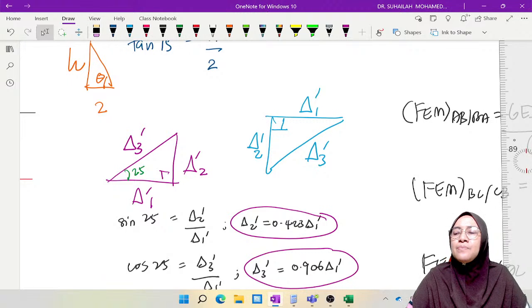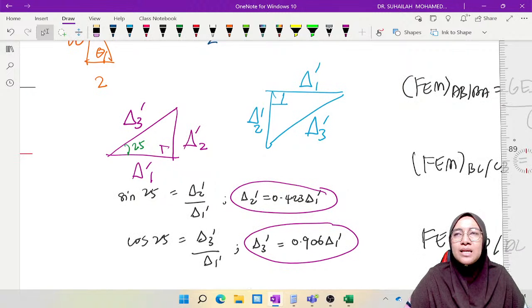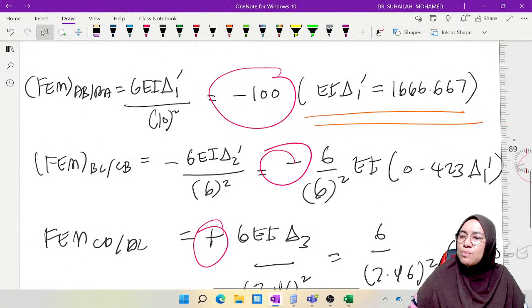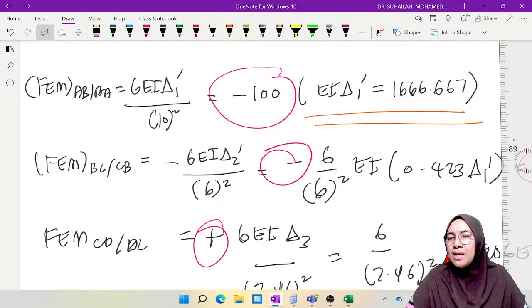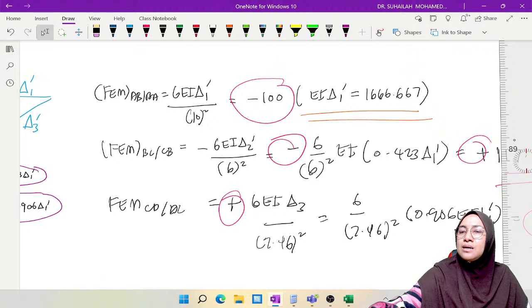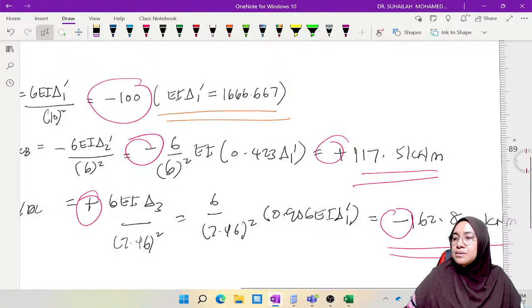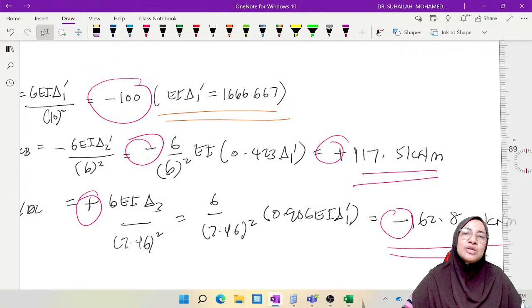The ratio that we find, we should relate with this principle. The angle we find using trigonometry, and we find the ratio between delta 1 and delta 2, between delta 1 and delta 3. Then when we apply into the formula, we have FEM for AB, FEM for BC, FEM for CD. Then we substitute the value in terms of EI delta 1 prime. Then we get the moment value. So all these moments we use in the table.